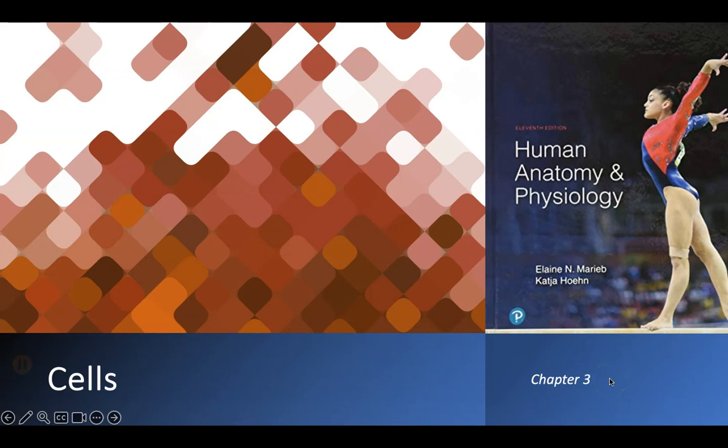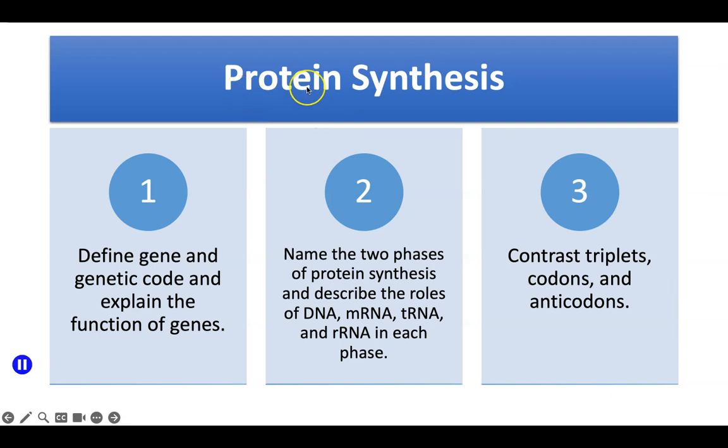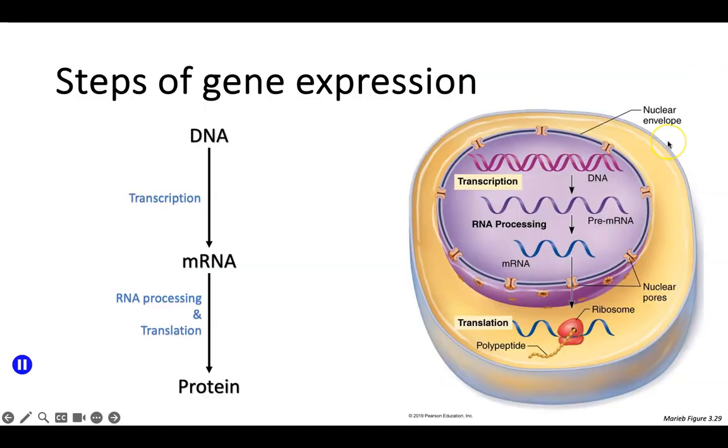In this video, I'll review concepts from Chapter 3 of Human Anatomy and Physiology, 11th edition. This chapter focuses on cells. In particular, we'll be looking at the steps of gene expression, also known as protein synthesis.